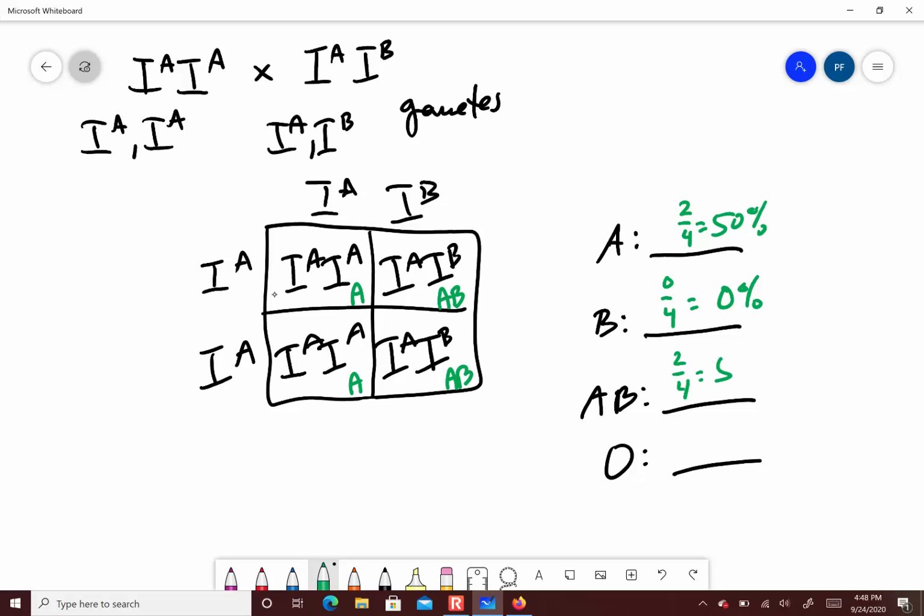So AB is 2 out of 4, 50%. O is 0 out of 4, 0%. All right, so that's ABO blood types. Codominance, multiple alleles.